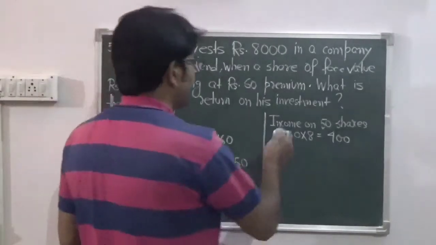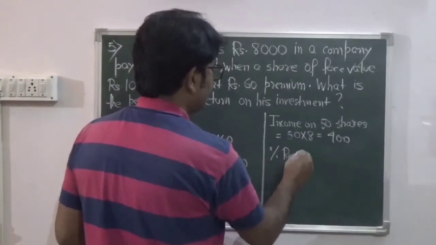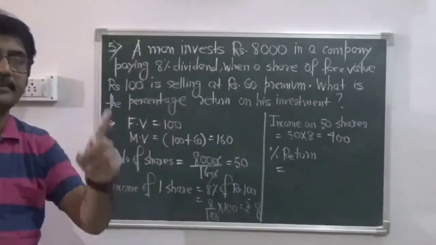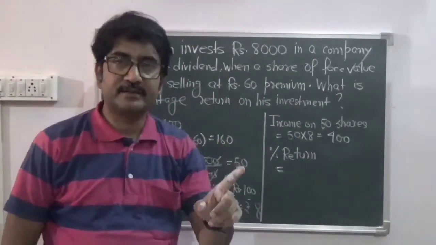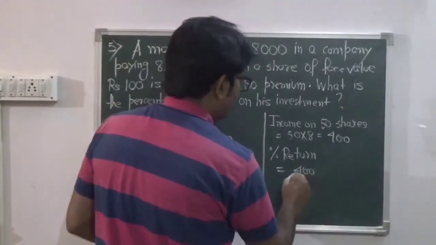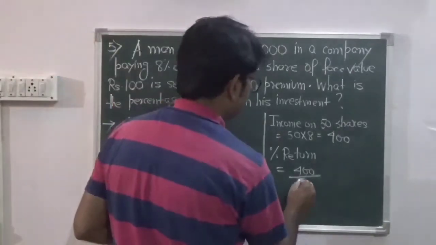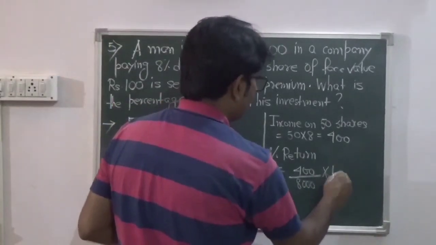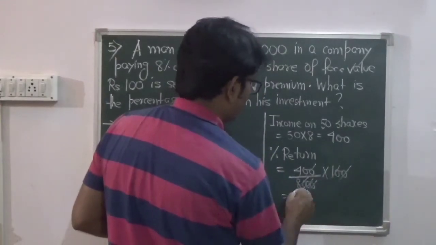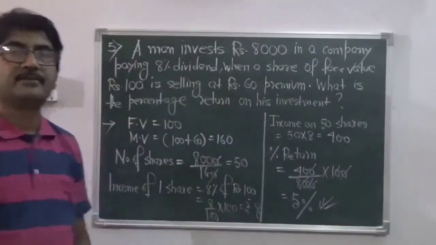So what is the return, the percentage return? The percentage return is equal to the total income divided by total investment. So total income is how much? 400. What is the total investment, or the total market value? 8,000, into 100. So the percentage return is 5%.